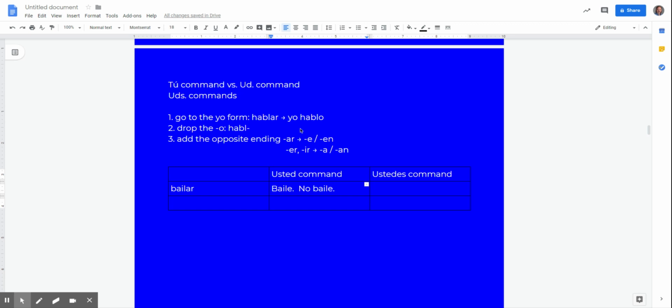Whereas in the tú command, it was different. Remember, if it was a yes command, you had to do it one way, but if it was a no command, you had to do it a different way. This way, it's the same thing, yes or no.